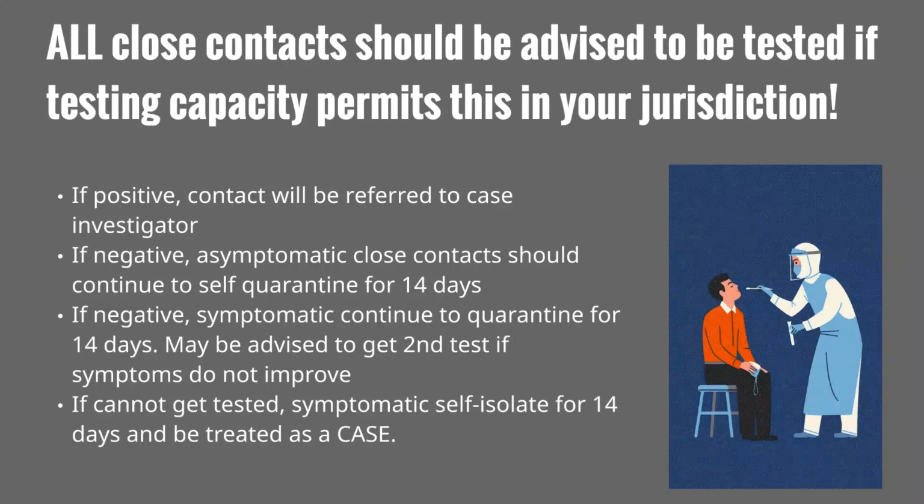If negative, asymptomatic, they should quarantine for 14 days. If negative, symptomatic, you quarantine for 14 days, and your healthcare provider might advise a second test if the symptoms don't improve. And then if you cannot get tested and you have symptoms, you self-isolate for 14 days, and you basically treat yourself as if you're a case.